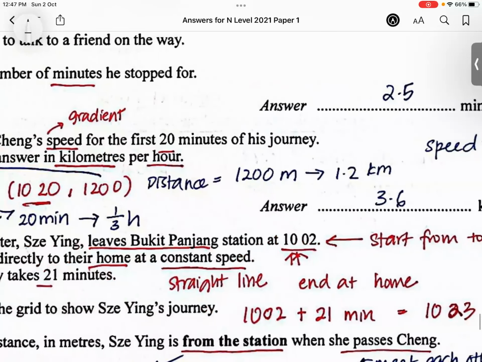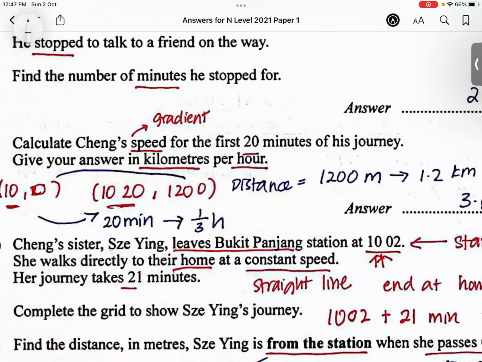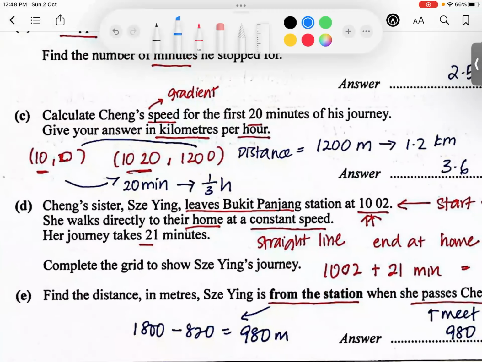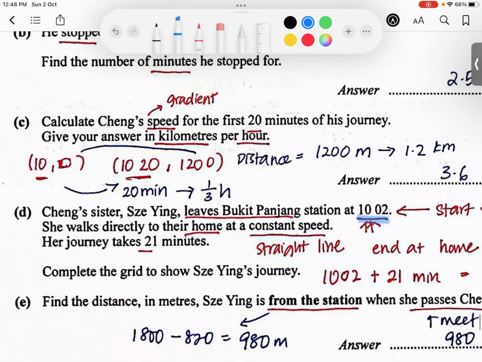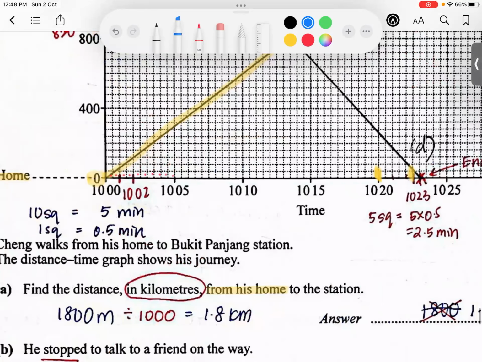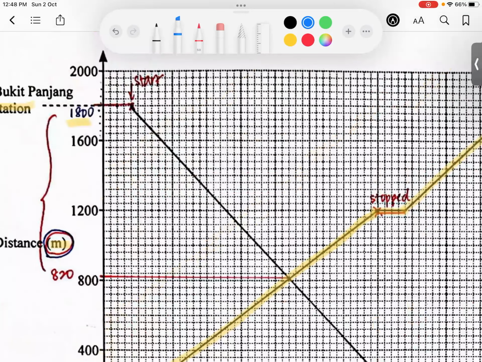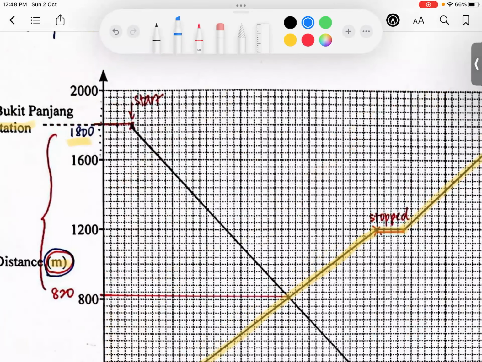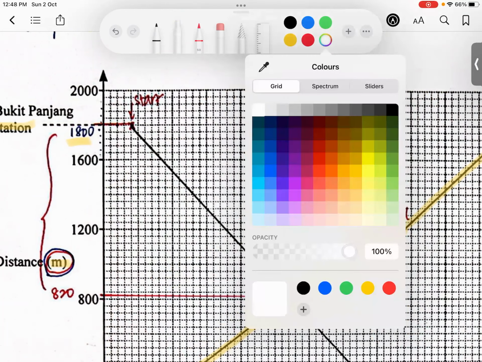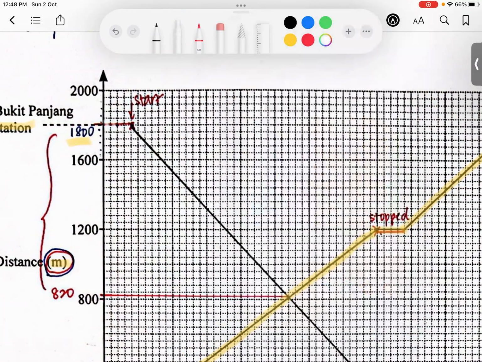Next question. Cheng's sister Ziying leaves Bukit Panjang station at 10:20. Please note, some students draw a straight line over here. Do not draw a straight line over here. You do not need this portion of the straight line. Let me just erase it in case I confuse you. You do not need to draw this.